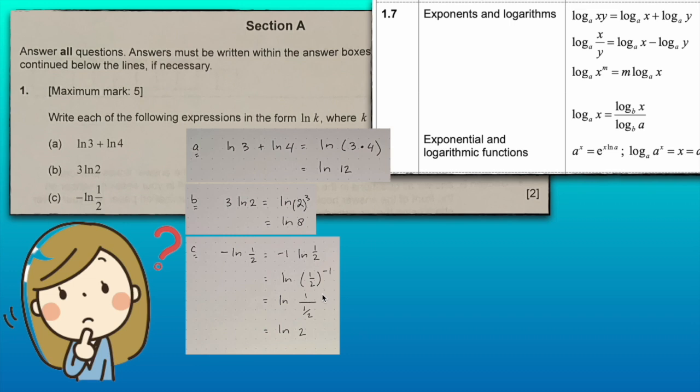Okay. In case you're wondering how to get from 1 over half to 2, I put some notes over here.